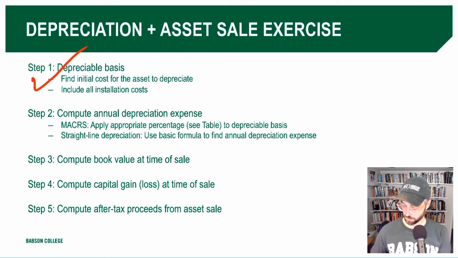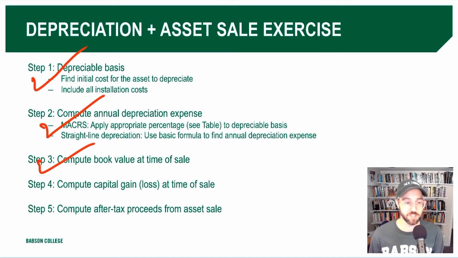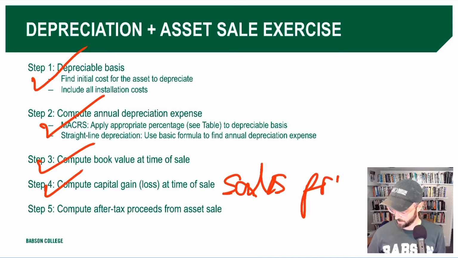So we figured out depreciation each year. Then we should be able to subtract off the annual depreciation expense from the book value of the asset each year in order to figure out what its book value is at the time of sale. So we're going to start with the depreciable basis that we calculated in step one. We're going to subtract off each year the depreciation expense incurred in that year, and whatever's left over at the time of sale is going to be the book value of the asset then. Using that book value and the sales price, we can calculate the capital gain or the capital loss just by taking the sales price. So that's going to be the sales price minus the book value.